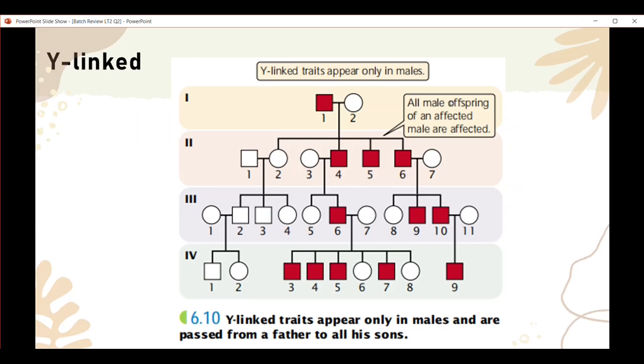Finally, we have here the Y-linked. All of the males would be affected here. All male offspring are affected. Y-linked trait appears only in males. So it's quite easy. This is the easiest to take note of.